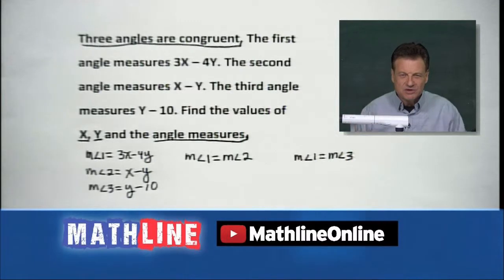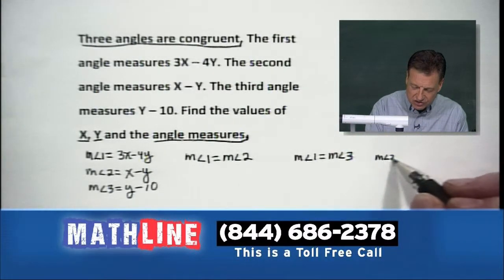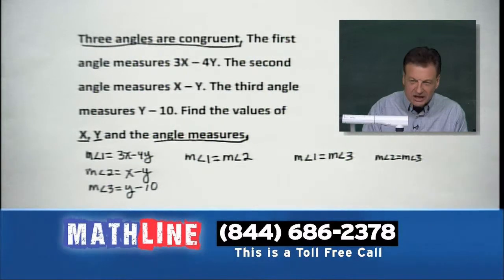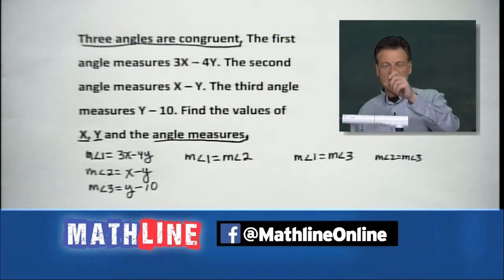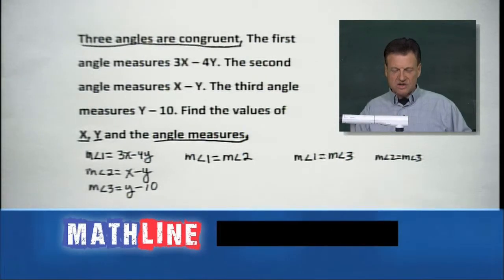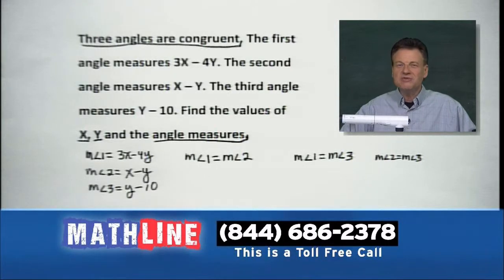Of course you can't tell me. You're shouting at the screen, right? How about the measure of angle 2 equals the measure of angle 3? There are your 1, 2, 3 options. All you need are 2 of those. You pick which 2 you like. I'm not going to give you 3 different solutions.